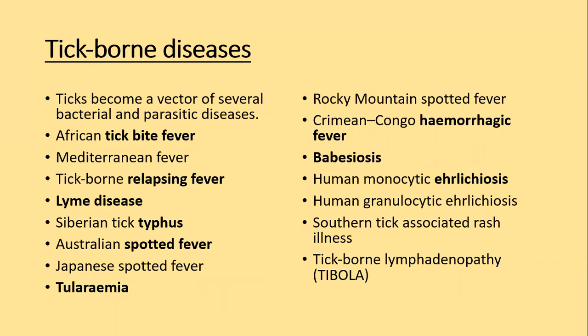So this is a long list of tick-borne diseases. Tick becomes a vector of several bacterial and parasitic diseases, which include African tick bite fever, Mediterranean fever, tick-borne relapsing fever, Lyme disease, Siberian tick typhus, Australian spotted fever, Japanese spotted fever, tularemia, Rocky Mountain spotted fever, Crimean-Congo hemorrhagic fever, babesiosis, human monocytic ehrlichiosis, human granulocytic ehrlichiosis, southern tick-associated rash illness, and tick-borne lymphadenopathy.